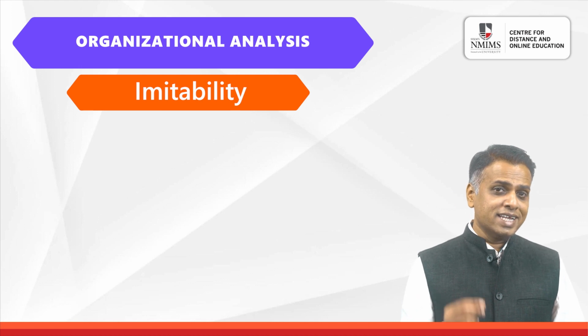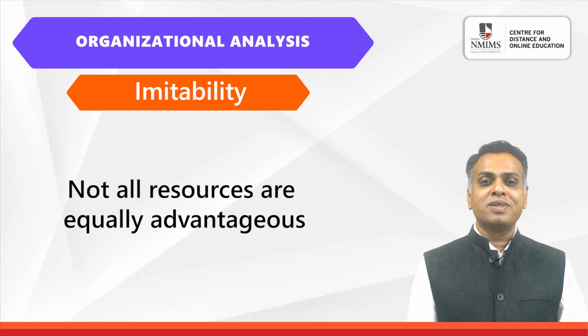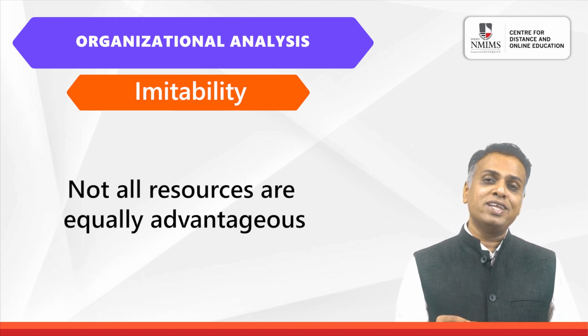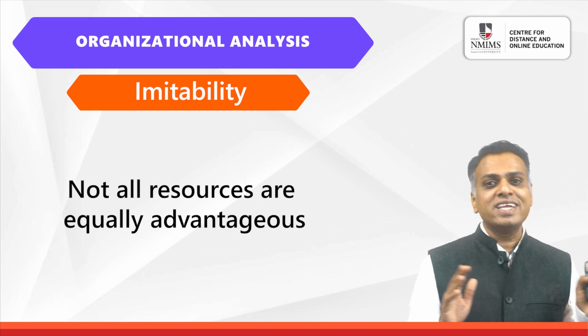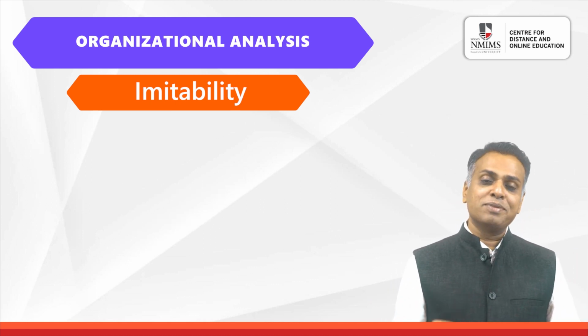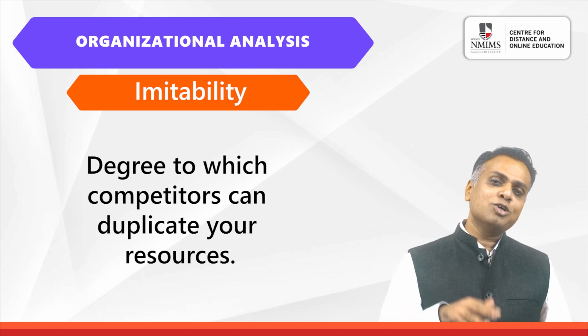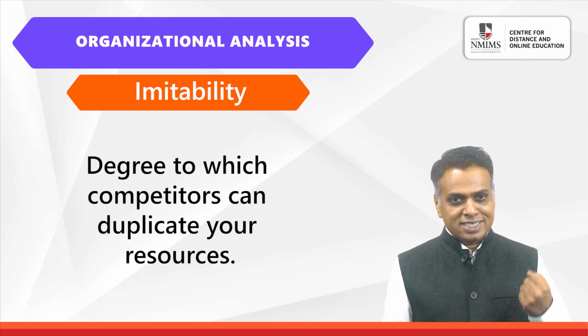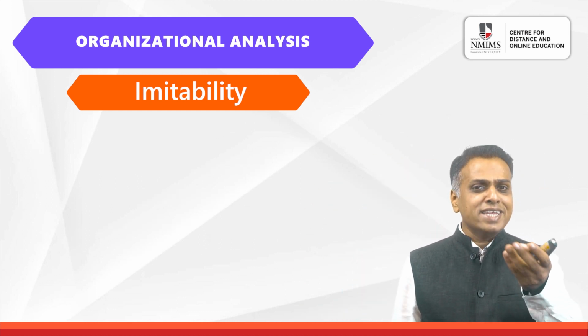I, which is the next letter, imitability. Not all valuable resources are equally advantageous. They are advantageous, but not equally advantageous. Imitability is the degree to which competitors can duplicate your resources. You created something, your competitors have also created. So, imitability is very high.